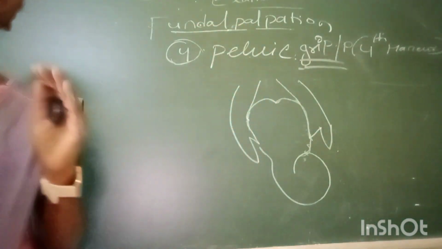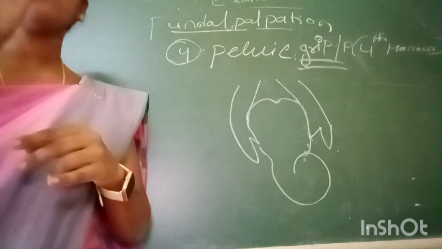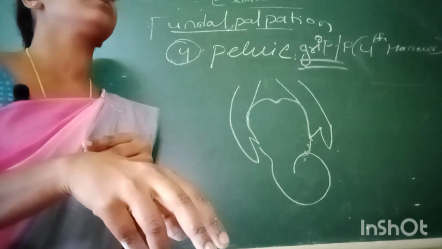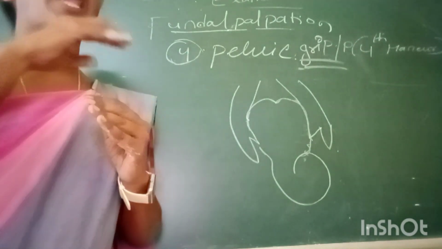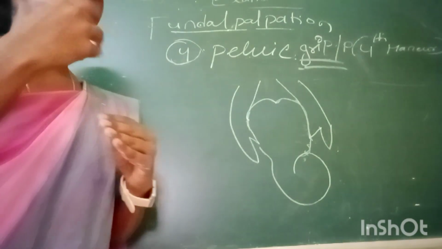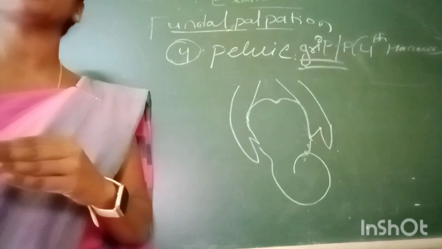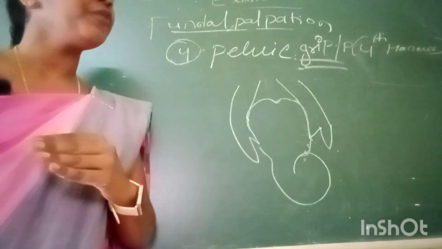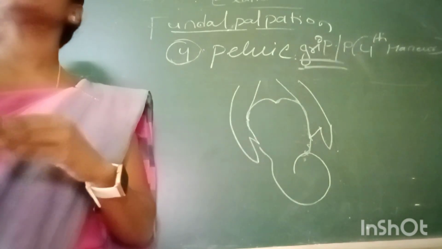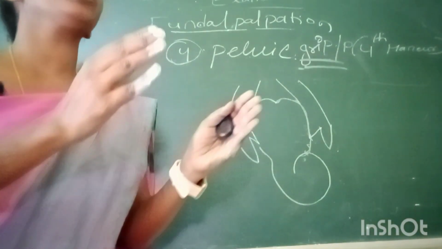All these grips are useful to know how the fetus is engaged in the pelvic region, or whether it is a transverse lie. These are all the palpations we use to know the lie, attitude and position of the fetus against the uterus.